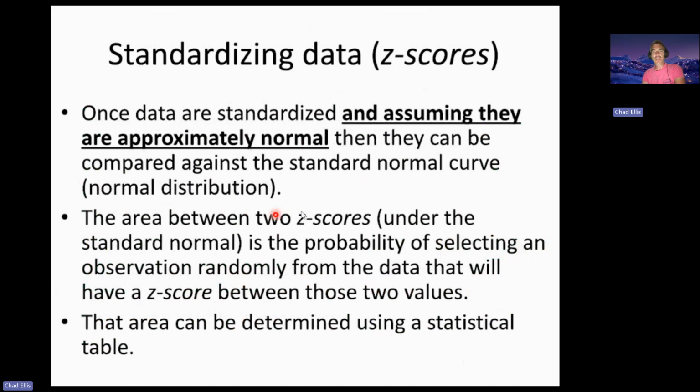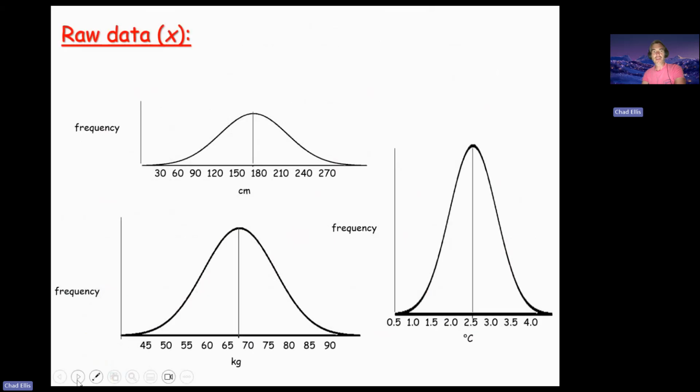Once we standardize our data, we can compare it against a normal distribution with our z-scores. What's helpful about that is that we can determine the probability of randomly selecting a certain value, or a value between two z-scores. So we're relating the area underneath the normal distribution to the probability of the occurrence.